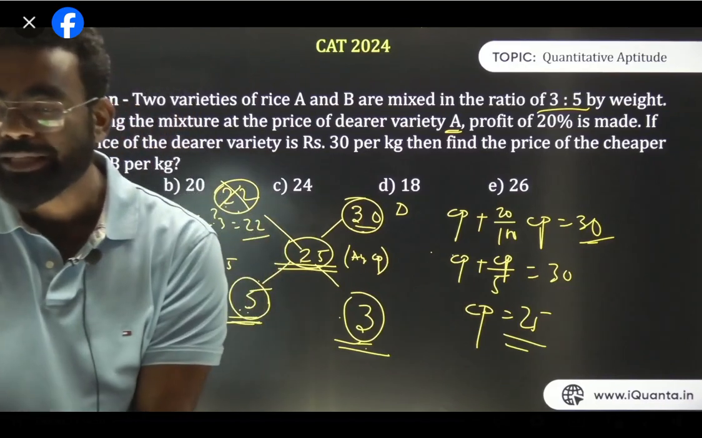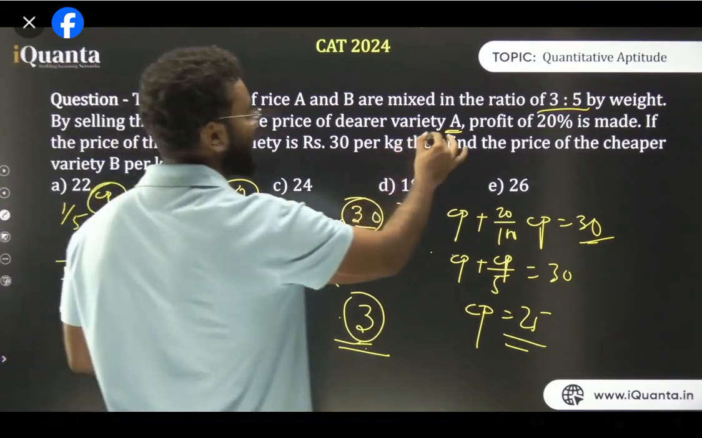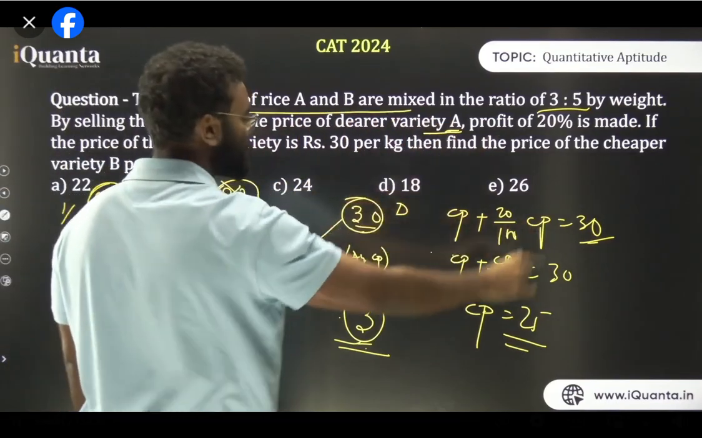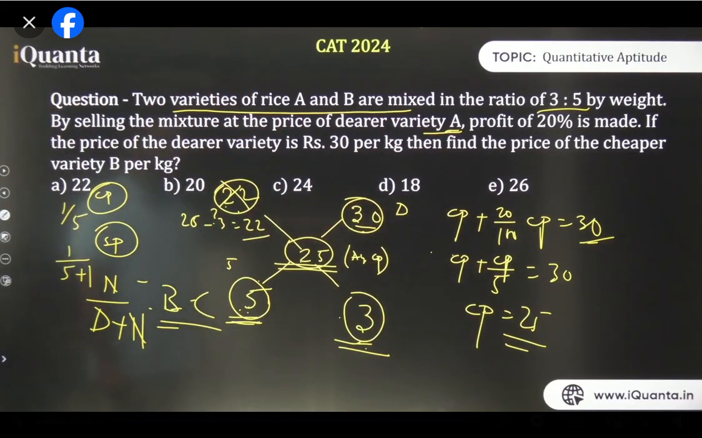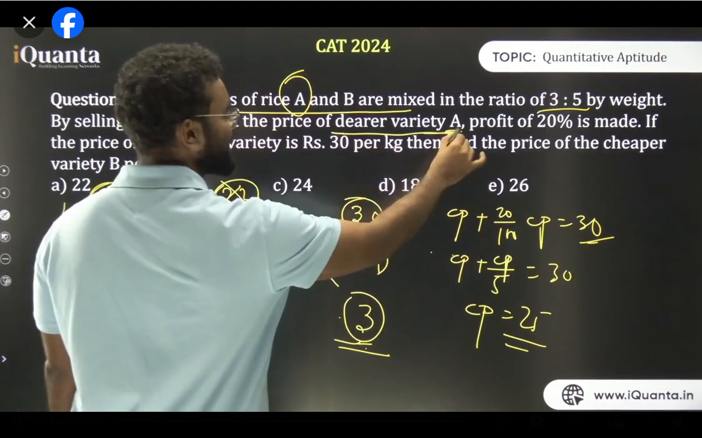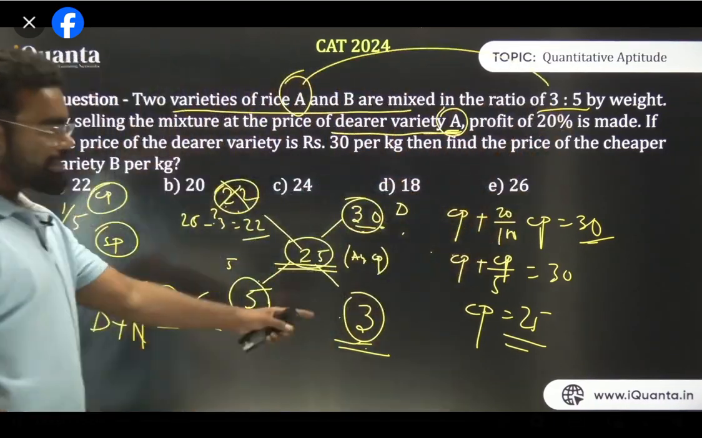Tulika, why have you interchanged the ratio 3:5? Because variety B is given like this. The price of the dearer variety is A, and two varieties of rice, A and B, are mixed in 3:5. So A is 3. No, I have not changed it. A is already 3. Dearer is A, right? Because the dearer variety is A, so A is basically 3. That's why I wrote 3. I have not interchanged it.